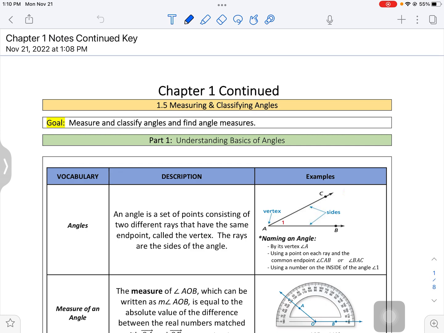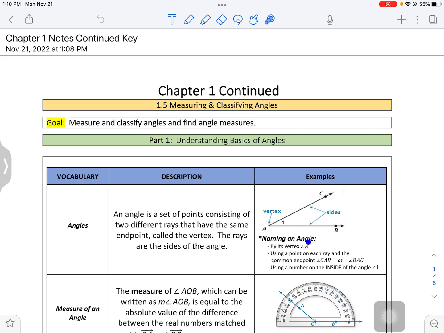So first off, an angle is a set of points consisting of two different rays that have the same endpoint called a vertex, and the rays are the sides of the angle. So here's one ray, and that makes an angle. The vertex is where the two rays meet, so A would be the vertex.